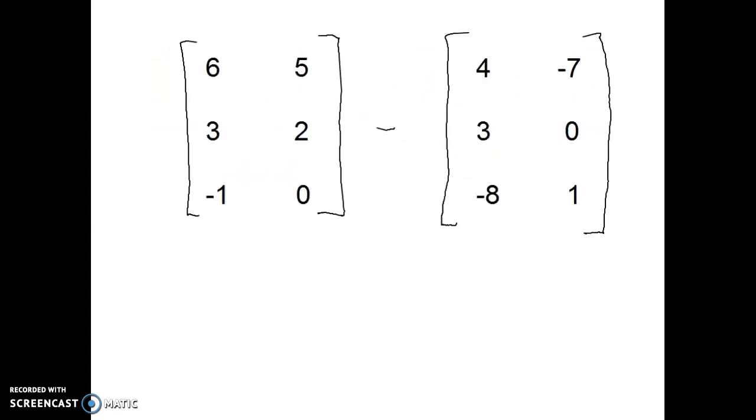Now let's look at subtraction. It works the same way as addition because subtraction is nothing more than adding the opposite. So once again, I need to focus on corresponding elements, as well as the math operation involved.